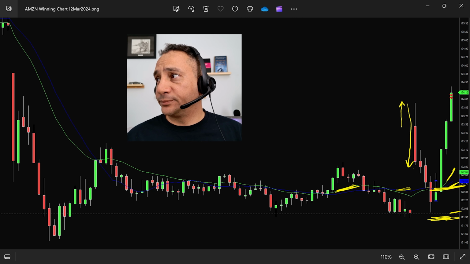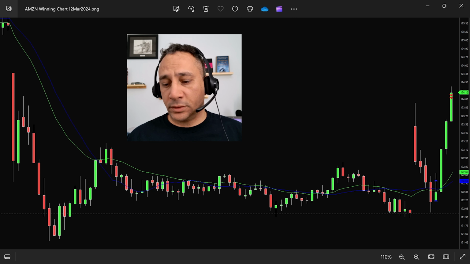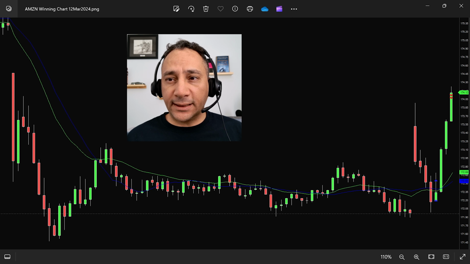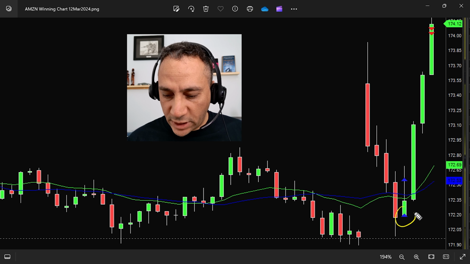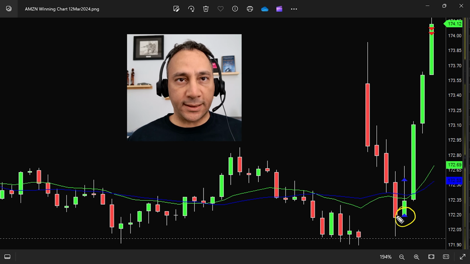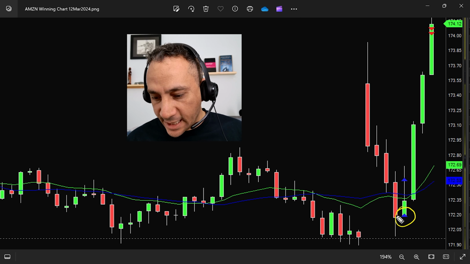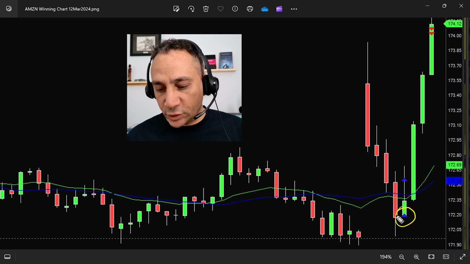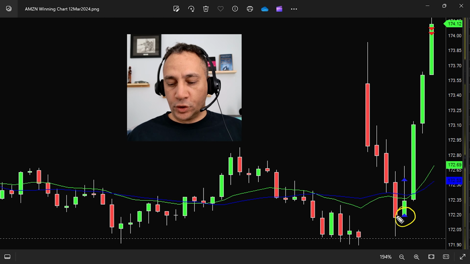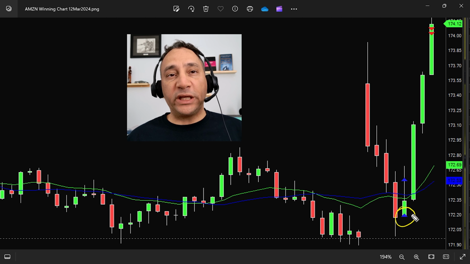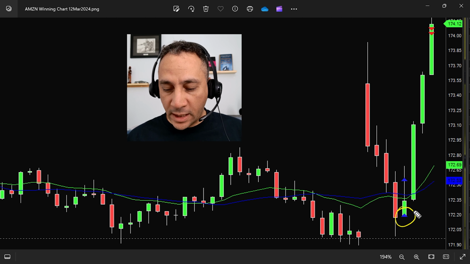So he got in with 100 shares first, and you can see that little line. You see that little blue dot right here. That blue dot is an execution for 100 shares at roughly $172.15 per share. So he got in with 100 shares to test the water as soon as he saw a green bar moving up.